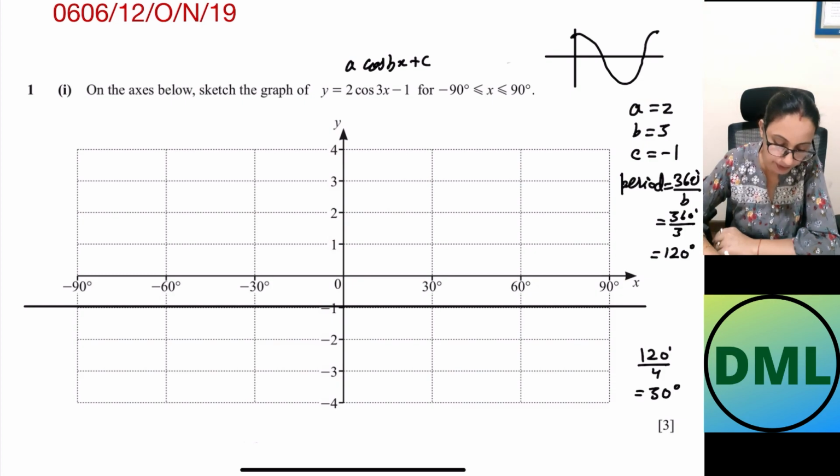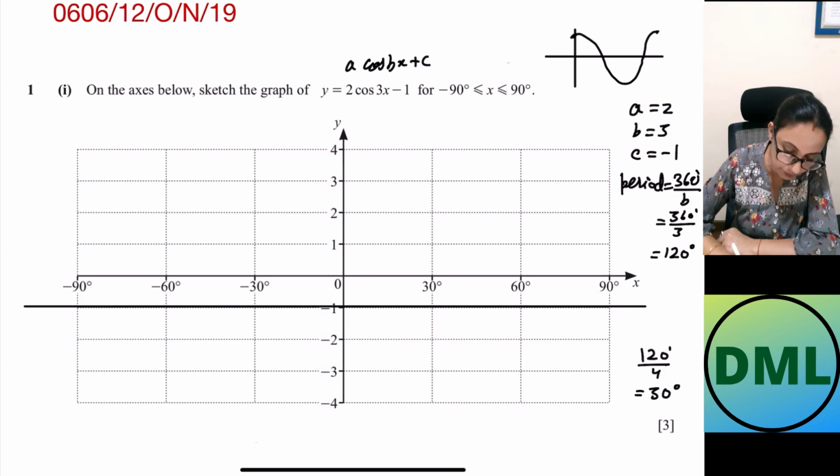As you can see from here, they have already divided 30, 60, 90 and 120 is not there because they are telling you to plot it from -90 to 90 only. Graph starts from the amplitude first. It will go 2 units above the axis. So it will start from here. Then at 30 degree it will touch the axis again. At 60 degree it will go down 2 units below the axis. So it will be at -3. At 90 degree again it will touch the axis here. So this is my graph on the right side.